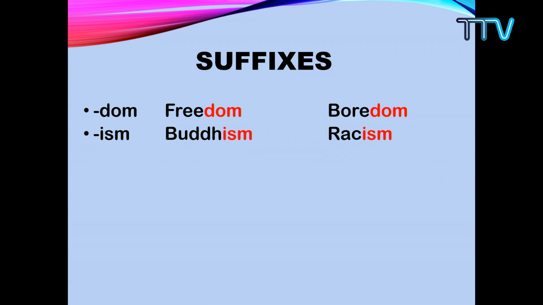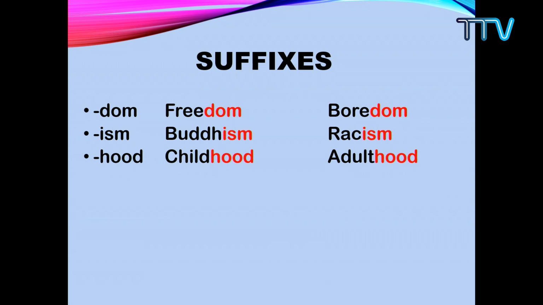Then ism: Buddhism, racism. I think you are aware of these words. Racism is discrimination based on race, which is very bad, isn't it? It is something you should not be a part of. Everybody is the same, we are all human. We should not discriminate by color, race or caste, these are all outdated. As humans, we should not be racist. I hope you are all not.